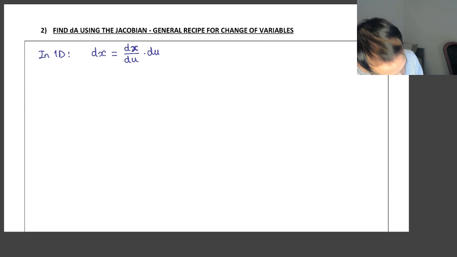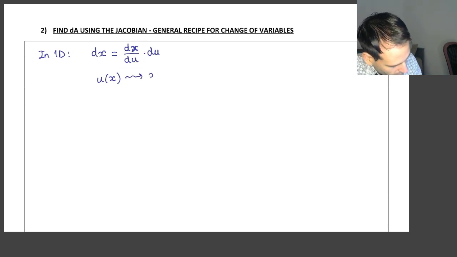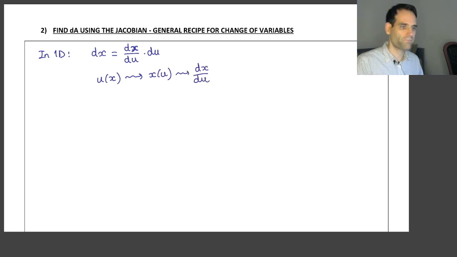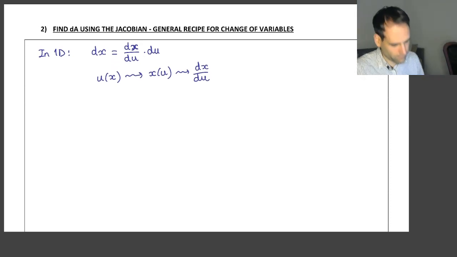Of course, when you do a change of variables, you usually give u as a function of x. But in order to calculate the derivative of x with respect to u, you need to find x as a function of u, okay? So something very similar will happen in 2 dimensions.